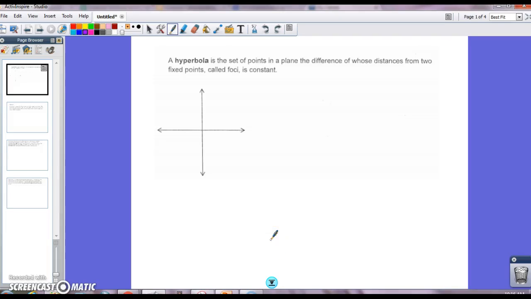Hey everyone, today we're going to do application problems with hyperbolas. Before we actually get into the problems, I want to talk about a couple of things regarding hyperbolas.